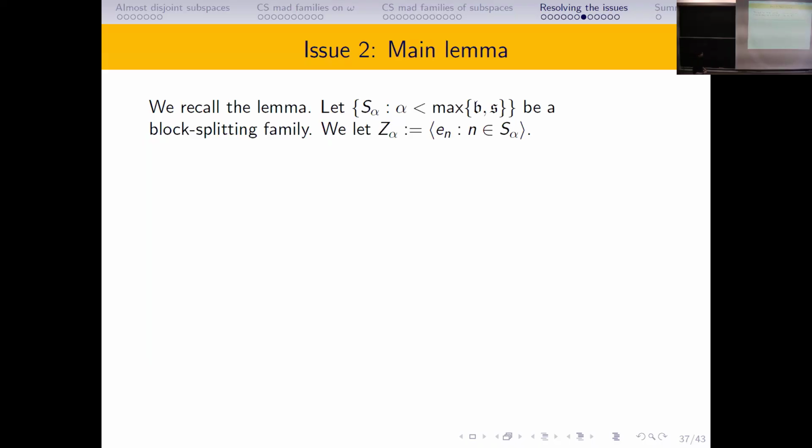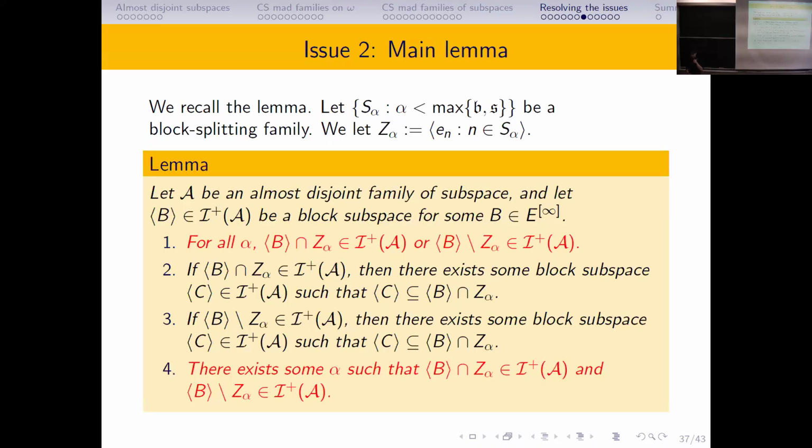Let's talk about the second issue. So this is the main lemma that I was talking about, where we let Z alpha be the span of S alphas, and we have this bunch of statements over here. I guess it's a bit hard to see on the screen here, but I'm highlighting 1 and 4 in red because I'm only going to repay these two statements, okay? Please don't charge me interest.